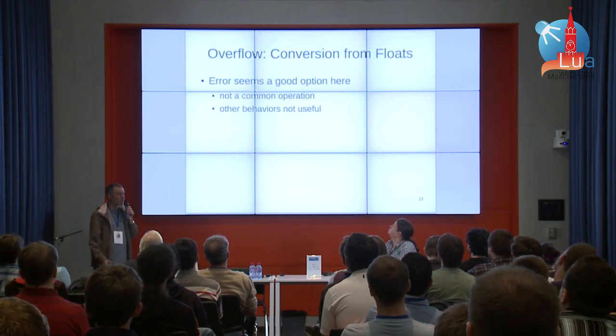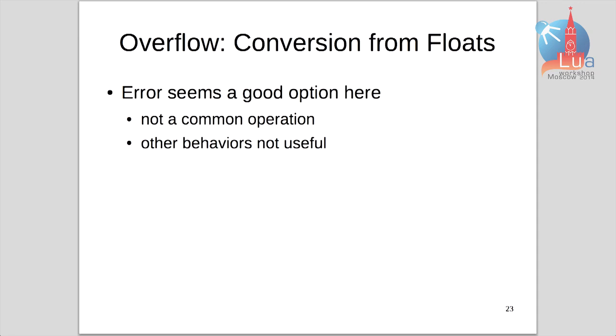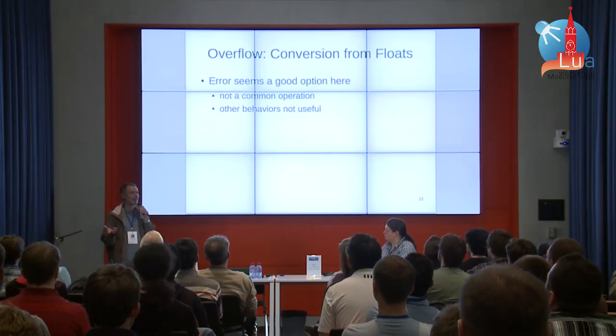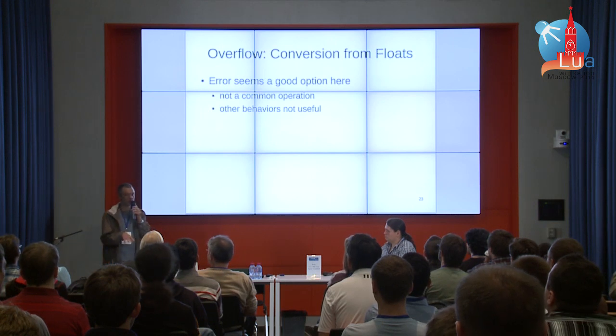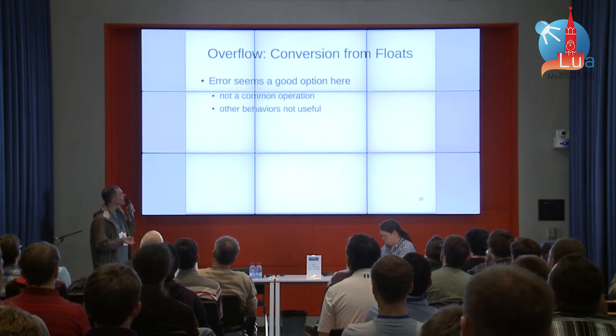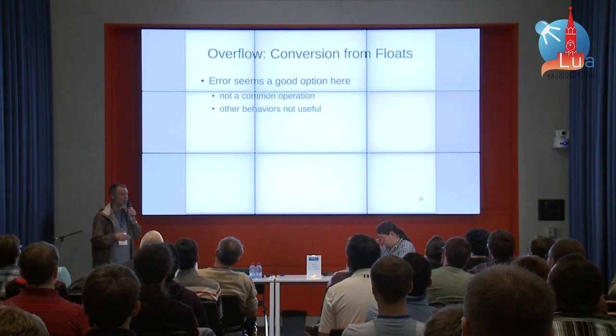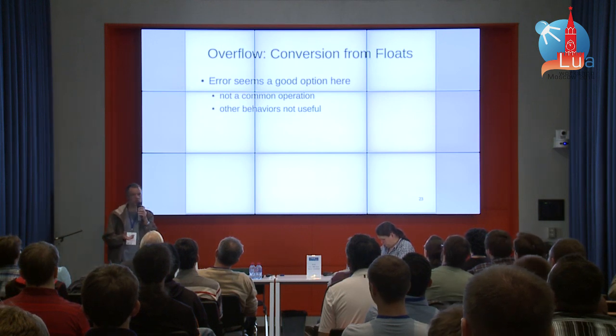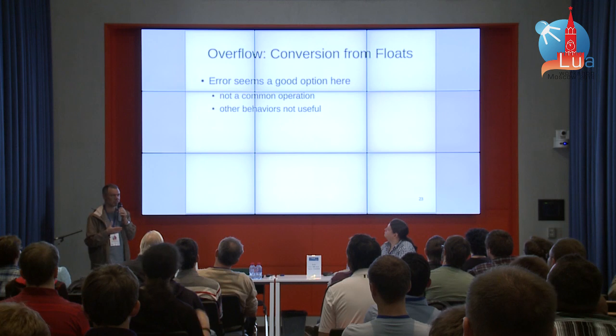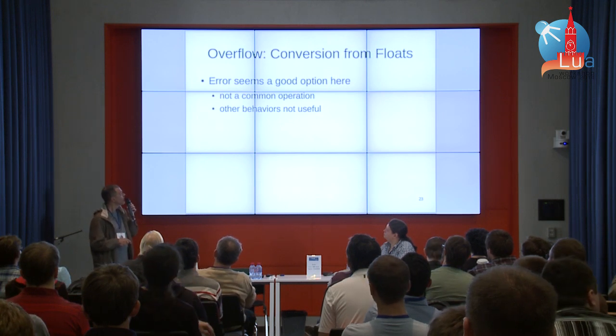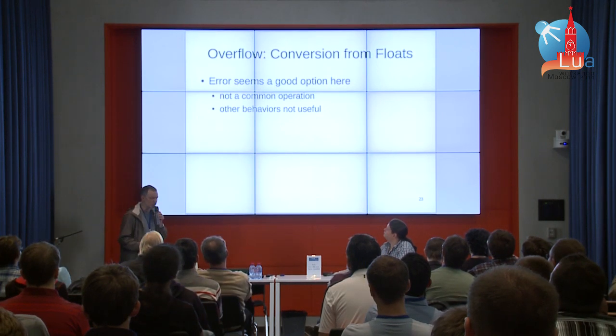So for the conversion from floats, this is a place where error seems a good option. Usually, if the float doesn't fit in an integer, then probably you are not thinking about an unsigned number represented inside a double. And this is not a very common operation, so the cost of checking for overflow is not very bad, because it doesn't happen often. And the other behaviors are not very useful anyway.